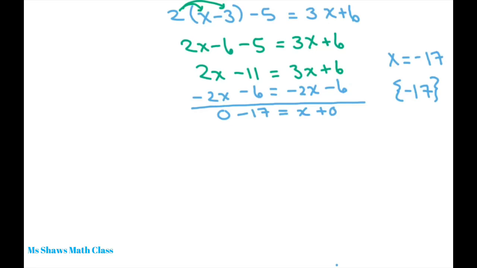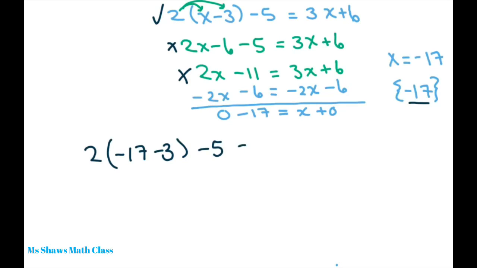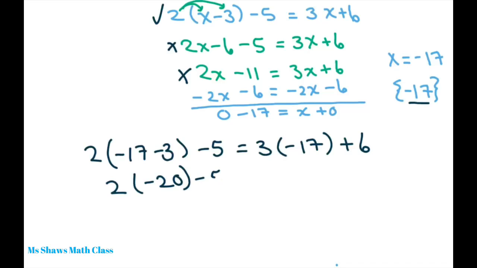Now to check your solution, we're going to use substitution. That means we're going to replace every x with negative 17. Be sure to go back to your original equation. Don't use this one or this one. All right, 3 times negative 17. All right, so we get 2 times negative 20 minus 5. And this is going to be negative 51 plus 6.